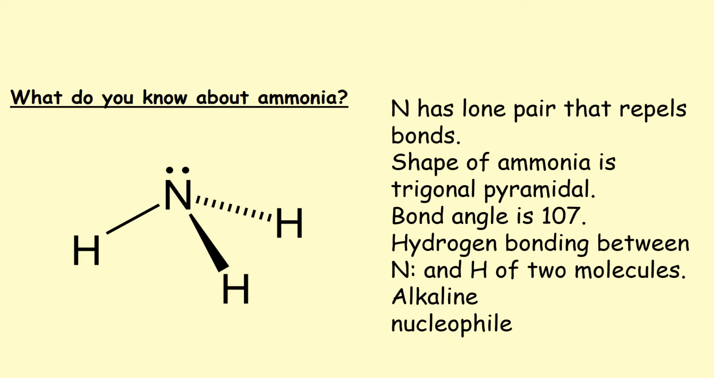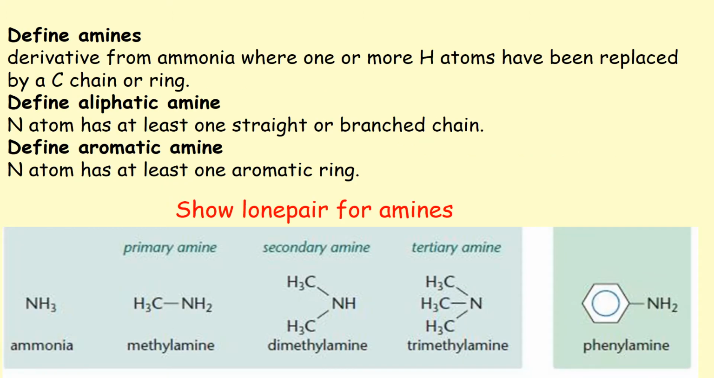Next, the final property is that it is a nucleophile again. Because it has got a lone pair of electrons, it is able to form dative covalent bonds. So really, this is a combination of GCSE work and even Key Stage 3 work, because we're looking at neutralization reactions, as well as Year 12 work with nucleophilic reactions. Right, so let's get on to the chapter ahead.